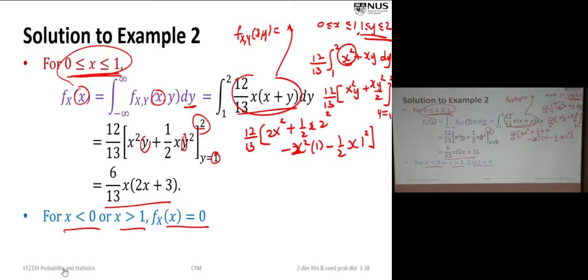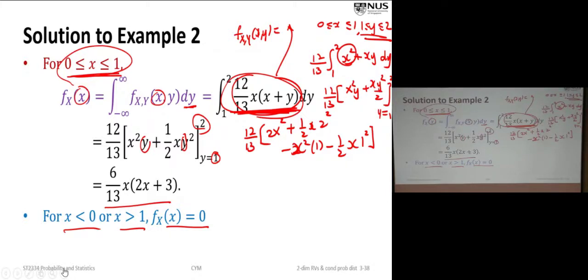The second thing is that when you do the integration, remember the joint PDF here is valid not only for x between 0 and 1, but y at the same time has to be between 1 and 2. So that's why the integration limit is from 1 to 2 when you integrate y. All right? So this is the marginal distribution.